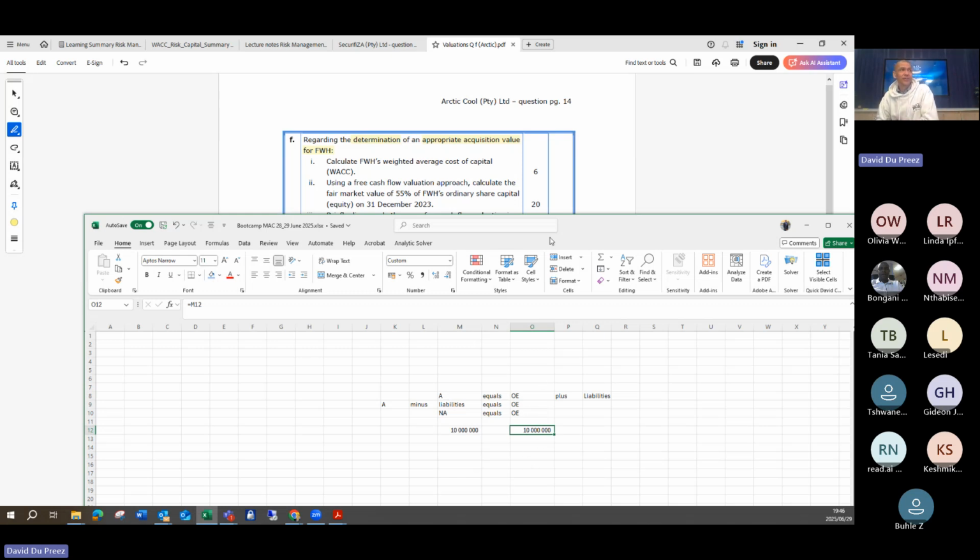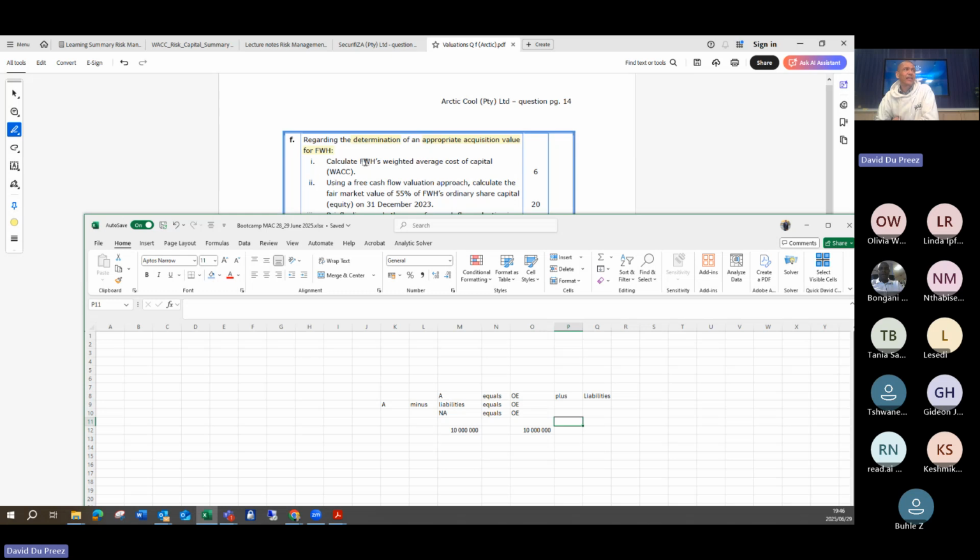Once I'm valuing this, that's when I can now say, oh, this is what it's worth, and then I hold it there for a moment. I now know what it's worth. All right, so this was explaining this first part where we're saying regarding the determination of an appropriate acquisition value. So this was the basis that I just wanted to explain there.